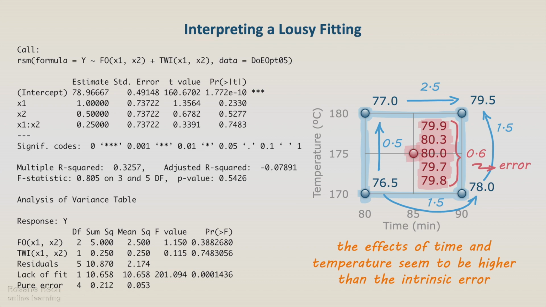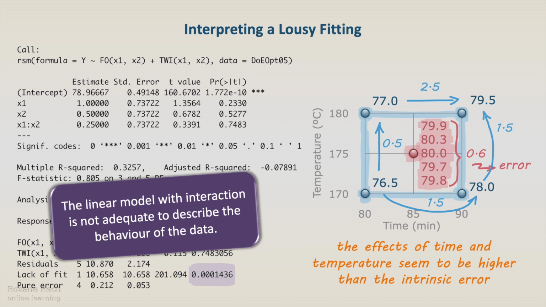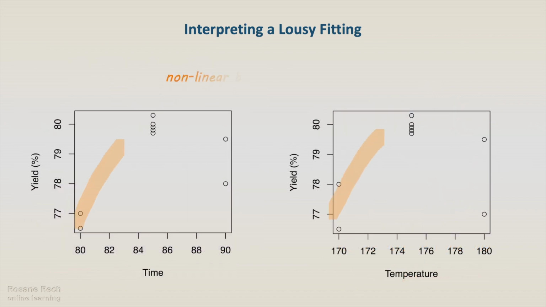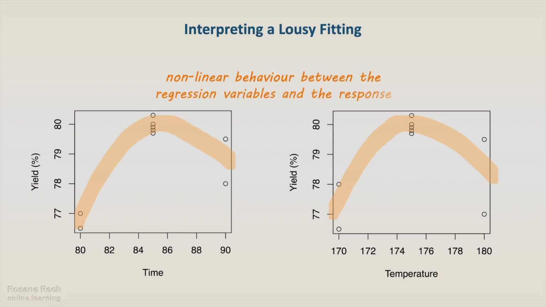The answer is in the lack of fit. The linear model with interaction is not adequate to describe the behavior of the data. We can also see the nonlinear behavior when plotting the experimental results against the regression variables time and temperature. The behavior clearly follows a second-order model.